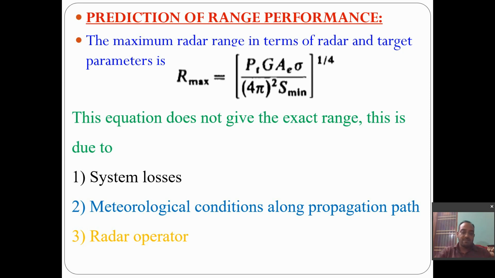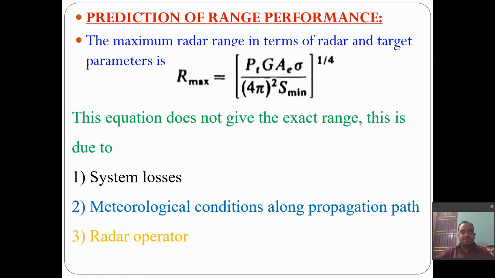So that is called meteorological conditions. To achieve good radar range performance, meteorological conditions should be very fine, which practically may not be possible. Now the third and last condition, which is external to the system, is the radar operator.